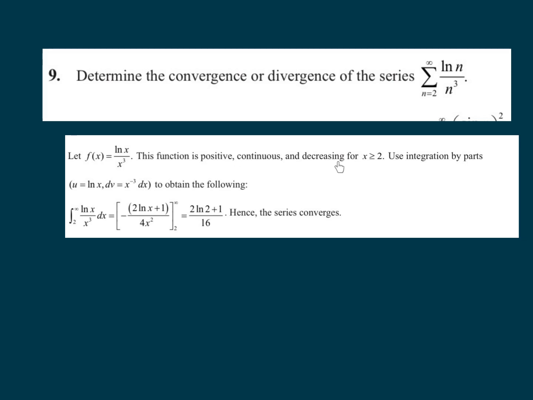It is easy to see that this is positive, because the natural log of x is always positive if x is bigger than 1, and x is positive if x is bigger than 0. So for x bigger than 1, this function is positive, continuous, and decreasing. I can see that the derivative of this should be negative. You can take the derivative of this function and prove that it is negative when x is bigger than 2.